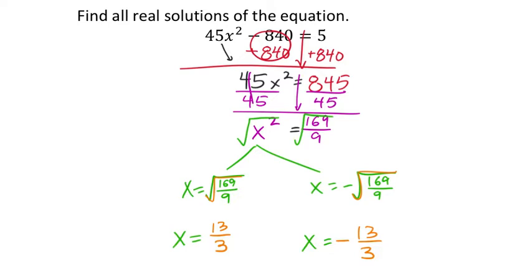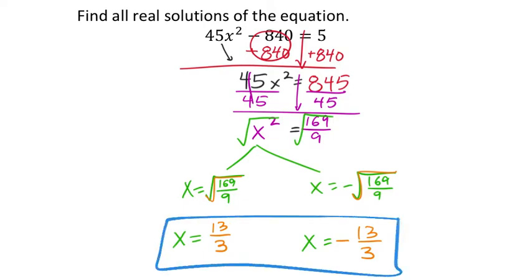Now I'm not going to do the work here, but if you replace x here with 13 thirds, positive or negative, you do get true statements out of here. You'd end up with 45 times 169 ninths, and then I believe that equals, yeah, 845. 845 minus 840 is 5. So they both check off. They're both true. Oh, crap. There we go.